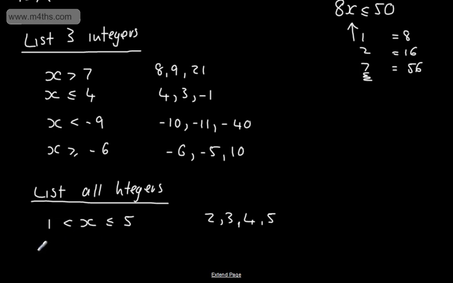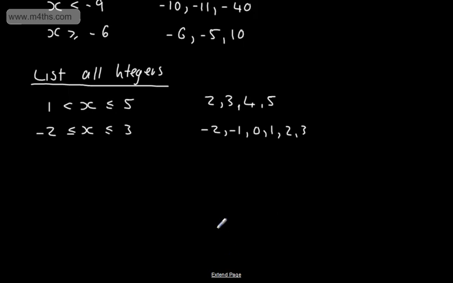Let's look at another one. Let's say we have -2, and then we're going to include, so we can say that x will be equal to or greater than -2, yet in turn it's going to be equal to or less than, and we'll go for 3. So if we think of the numbers, -2, -1, 0, 1, 2, and we're going to have 3. So those now are all of the integers that satisfy these inequalities.